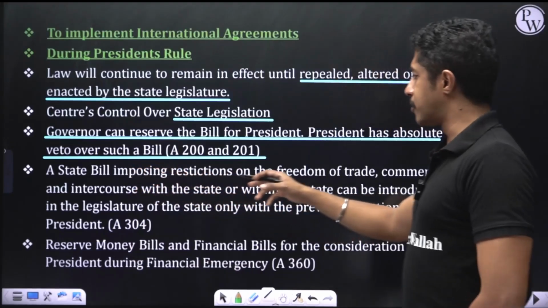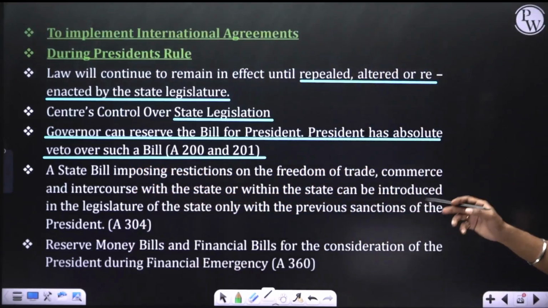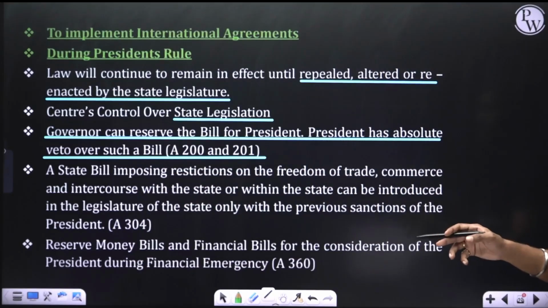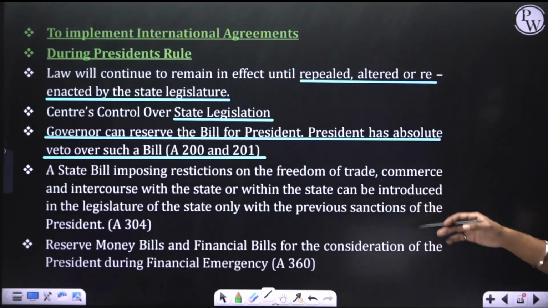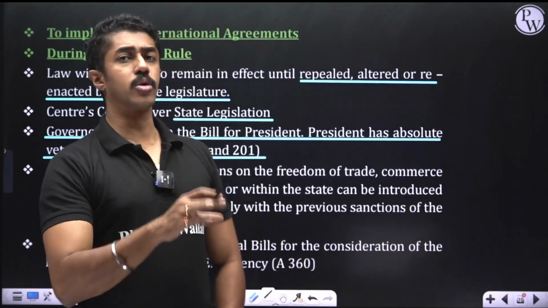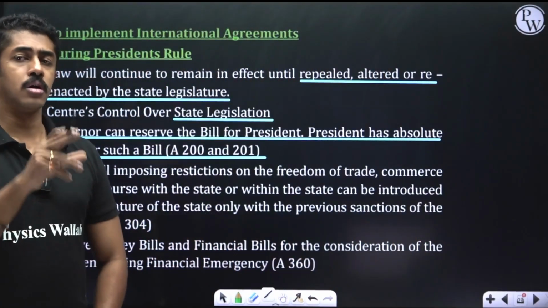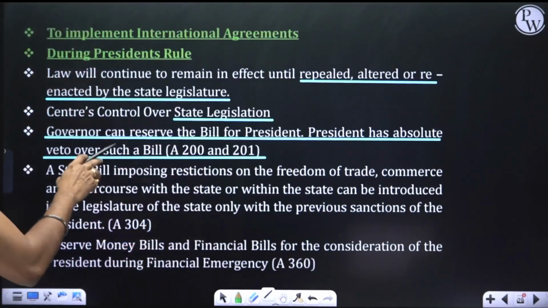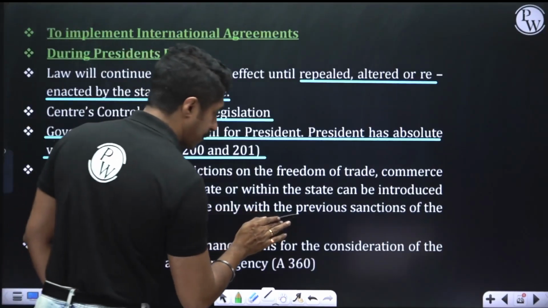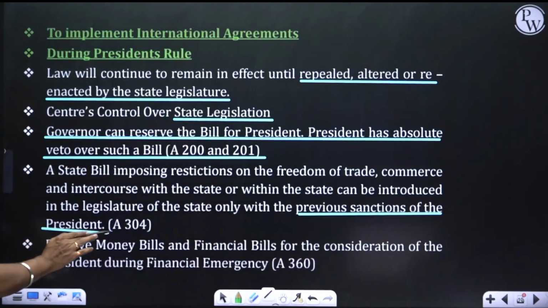A state bill imposing restrictions on the freedom of trade, commerce, and intercourse with the state or within the state can be introduced in the legislature of the state only with the previous sanction of the President. That is, any restrictions with regard to trade, commerce, intercourse, anything that you are planning to do, you can introduce such a bill only with the previous sanction of the President.